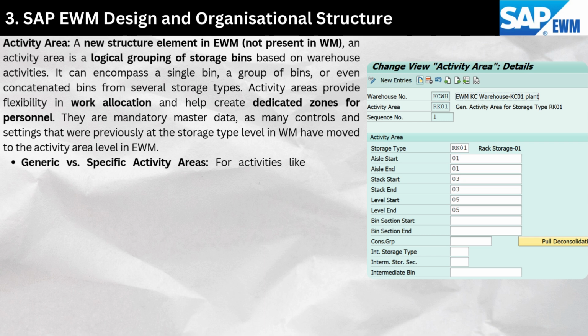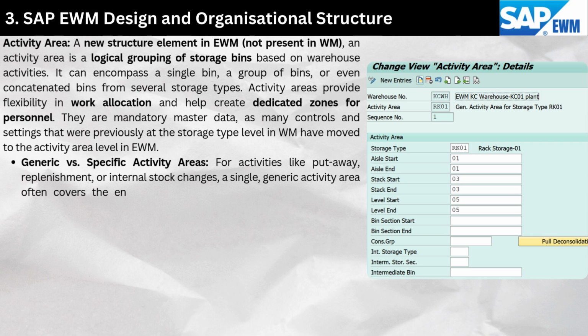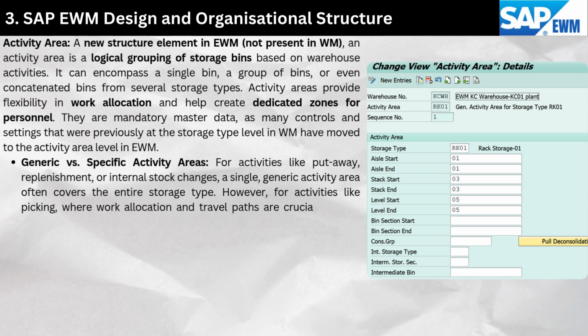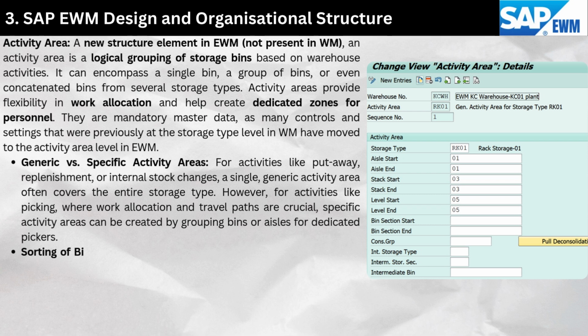Generic versus specific activity areas. For activities like put away, replenishment, or internal stock changes, a single generic activity area often covers the entire storage type. However, for activities like picking, where work allocation and travel paths are crucial, specific activity areas can be created by grouping bins or aisles for dedicated pickers.